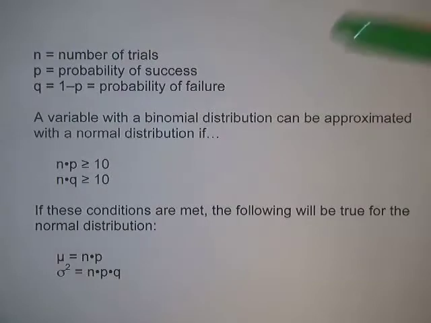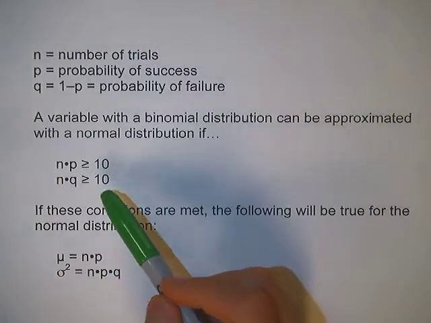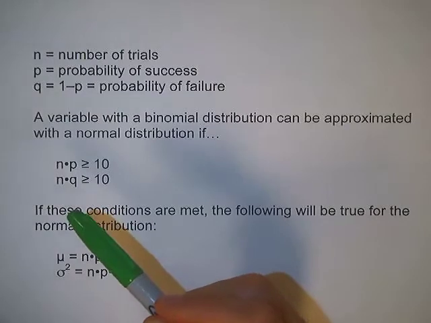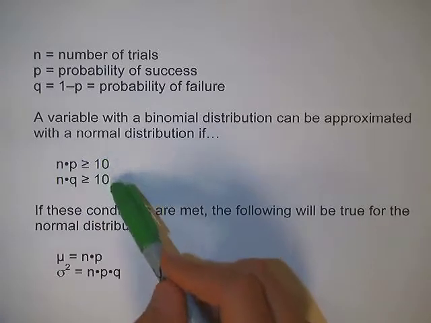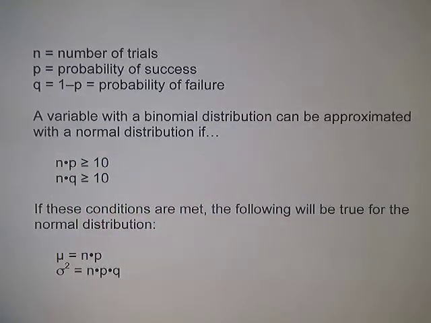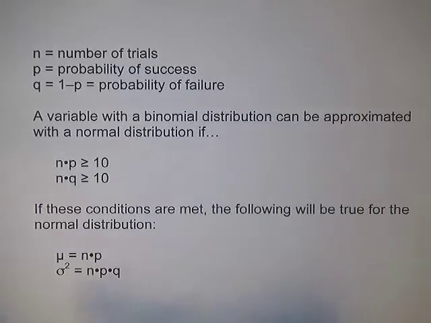Alright, now we said n needs to be large and p has to be not too close to 0 or 1. So two conditions that help us decide if n is big enough and if the probability of success is not too close to 0 or 1 are these two. A variable with a binomial distribution can be approximated with a normal distribution if n times p is greater than or equal to 10 and n times q is greater than or equal to 10. So if these conditions are met, we can use a normal distribution to model a binomial distribution.